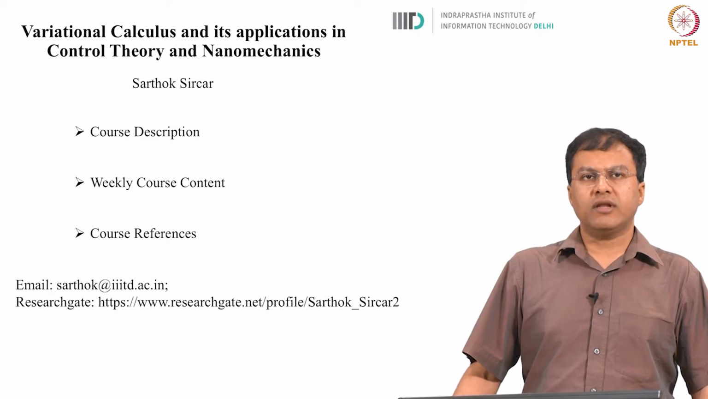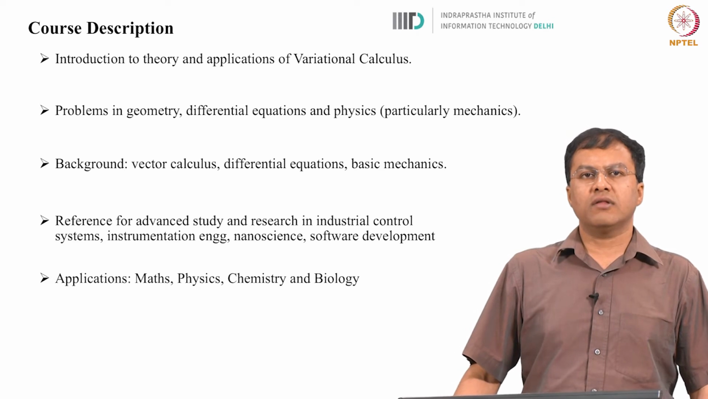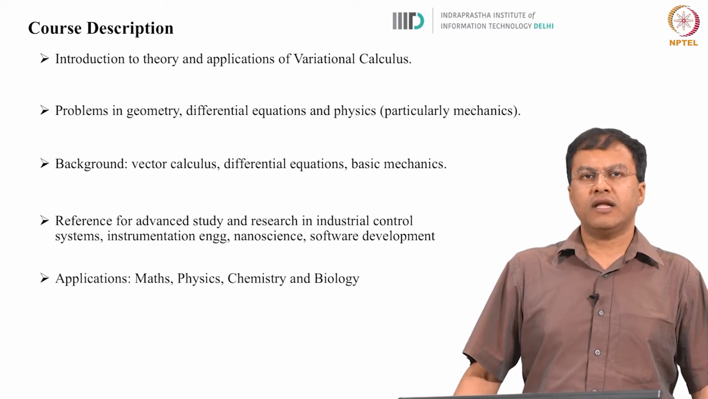So, the course description. This course is mainly on the theory and applications of variational calculus. Roughly 80% of the course will be on the development of the theory of calculus of variations, while 10% is on specific applications of calculus of variations in optimal control, while the final 10% will be on the second application in nanomechanics, namely the oscillatory motion of carbon nanorods.